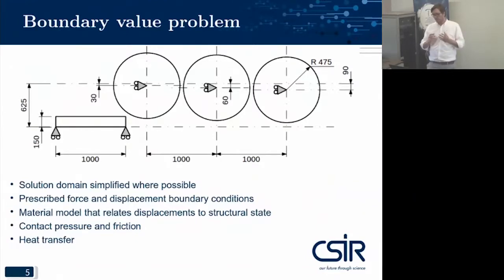Then we want to have a look at what we need to apply in terms of boundary conditions. We need to look at contact formulations, material models, prescribed displacements and velocities, and all these kinds of things. And perhaps also look at heat transfer between the roller and the slab. So again, it's a fairly simple schematic, but there's a lot of physics going on there.